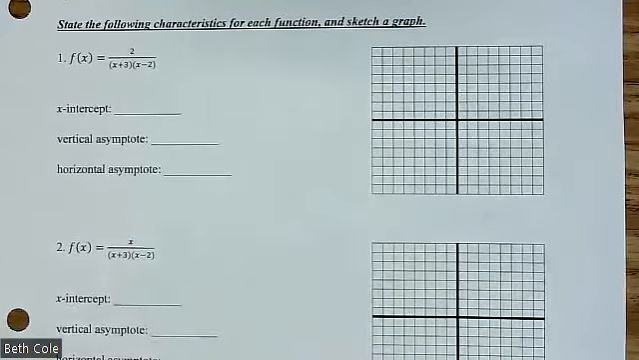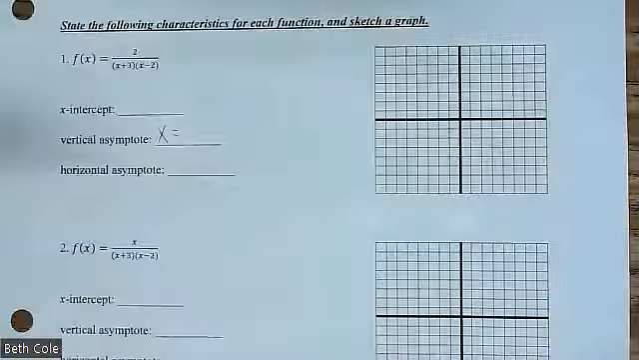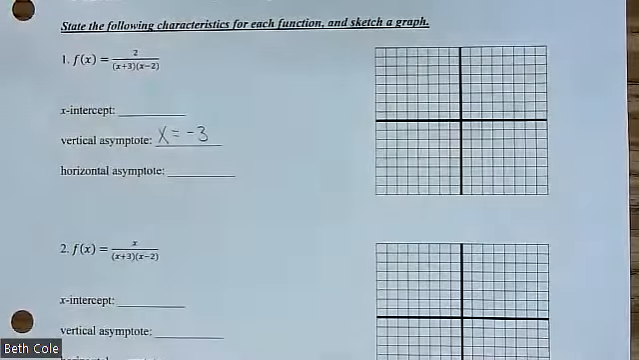So look at the first one. I want to do the asymptotes first. There are two of them. What are they? And it's going to be x equals. Can anyone give me the first one? Not 3, but, and why is it -3?